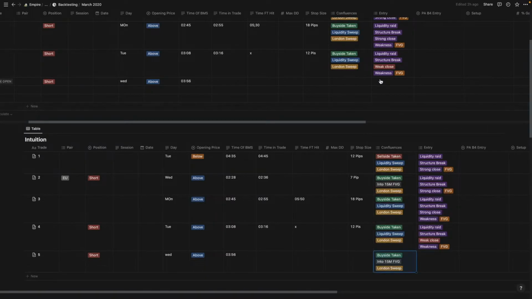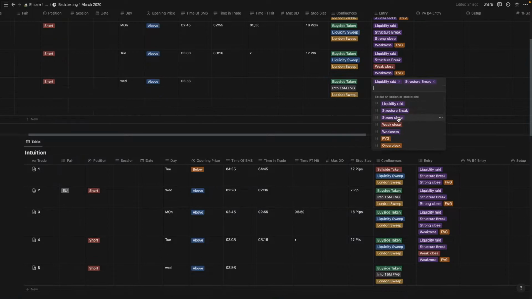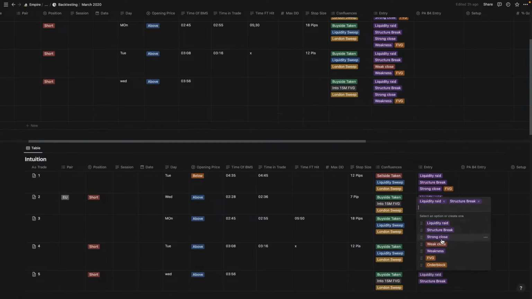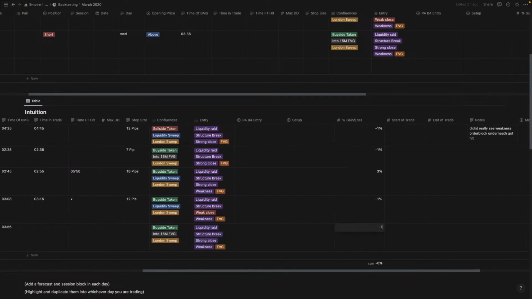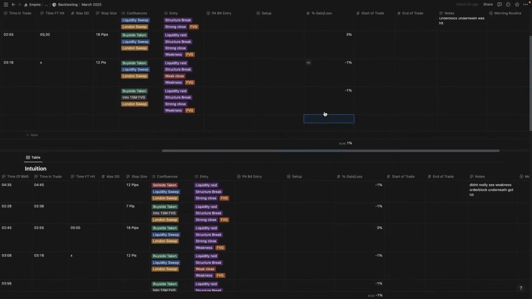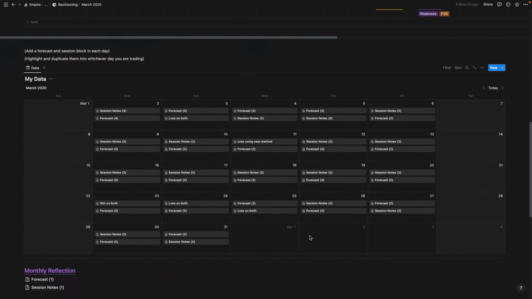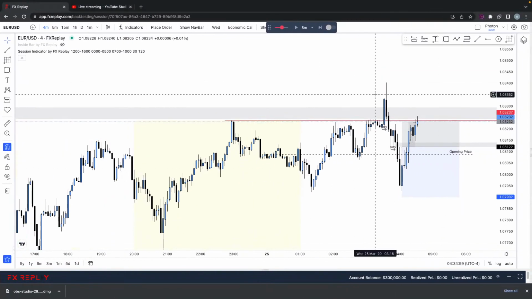London sweep. Buy side, fair value gap, London sweep. Liquidity structure break, strong close, yep. Weakness shown in the fair value gap, 100%. Boom. Okay, -1. And -1. Okay, 26th. Let's go for it.